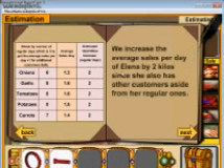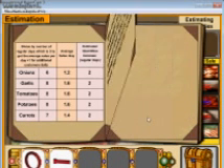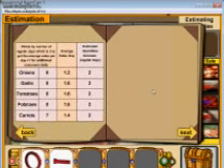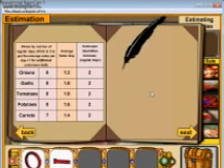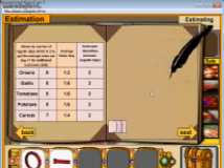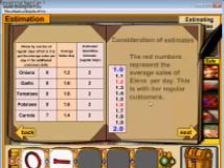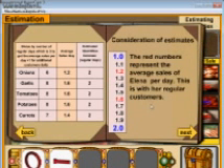We increased the average sales per day of Elena by 2 kilos, since she also has other customers aside from her regular ones. Yes, of course, there are other customers than regular customers. You should accommodate a lot of customers for you to have a lot of money. Consideration of estimates. The red numbers represent the average sales of Elena per day. This is with her regular customers. So the red numbers are 1.2 and 1.6.